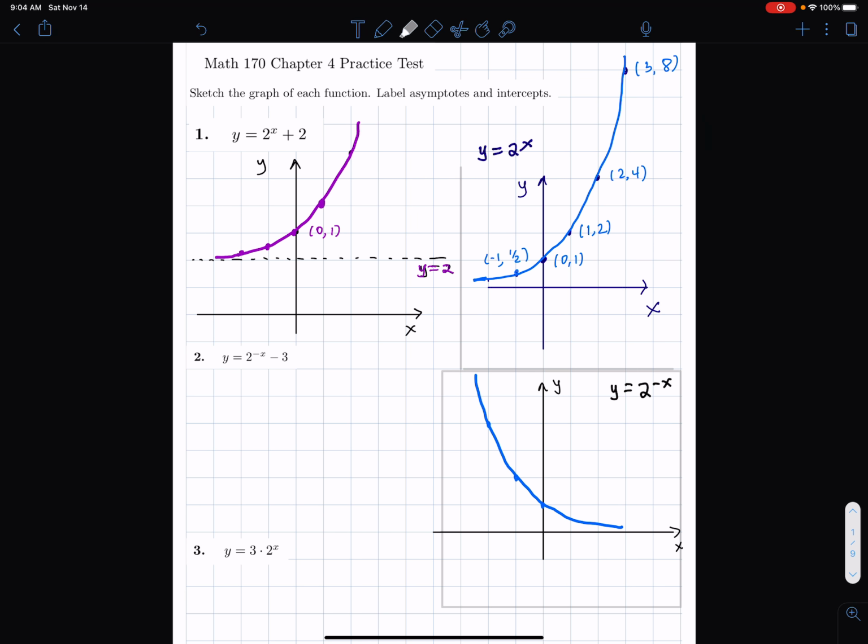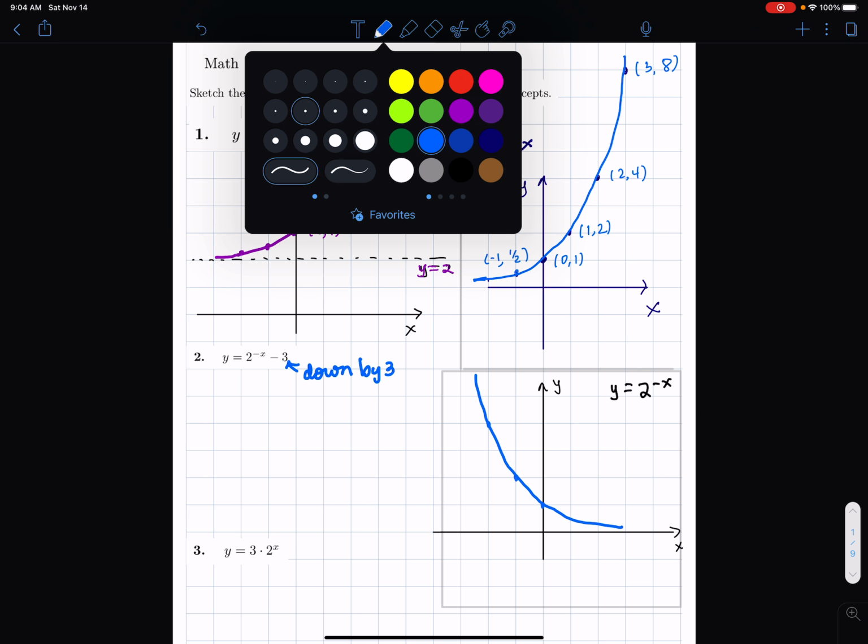All right. Now, what if I have the same graph, but now I'm subtracting 3? So this goes down by 3. That's true of any function. If you subtract 3 from the function, it'll go down by 3. While this guy over here, if I have the plus 2, it goes up by 2. So those are just shifts.